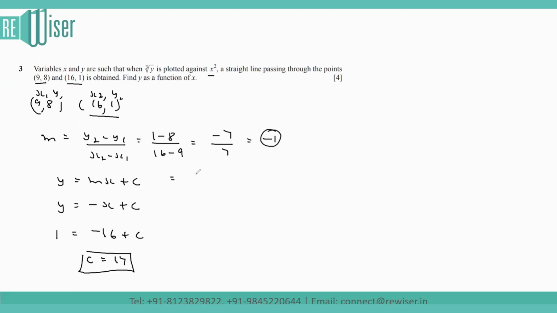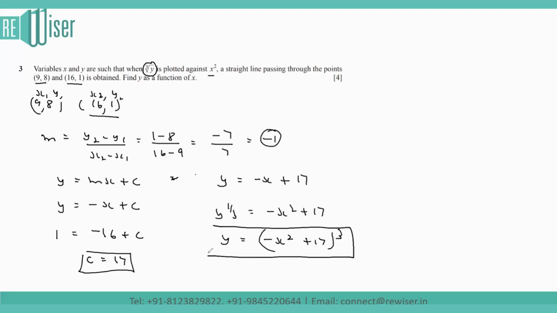So we'll put all the values in the equation of the line. So we got y equals minus x plus 17. Now, we'll replace y with cube root of y and x with x square. So the equation that we got is y to the power 1 by 3 equals minus x square plus 17. If I'm writing y as a function, it should be just cubing both sides. So we got y as a function of x, and that's the final answer to this question.